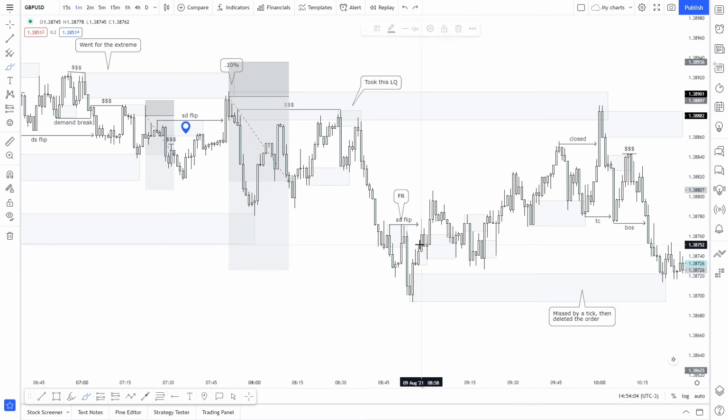Here we have a flip. Did the cause work? It did. Did the continuation work? It did for a little. Then we have another flip. Did this flip work? It did not. Did this one work? It did.